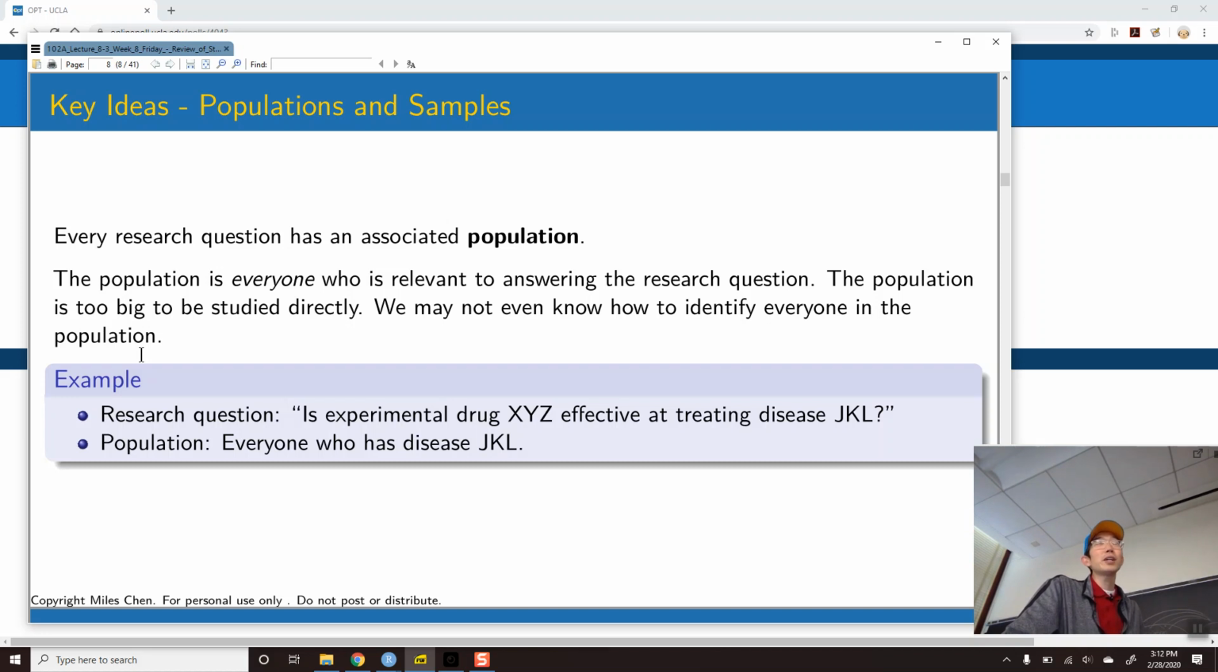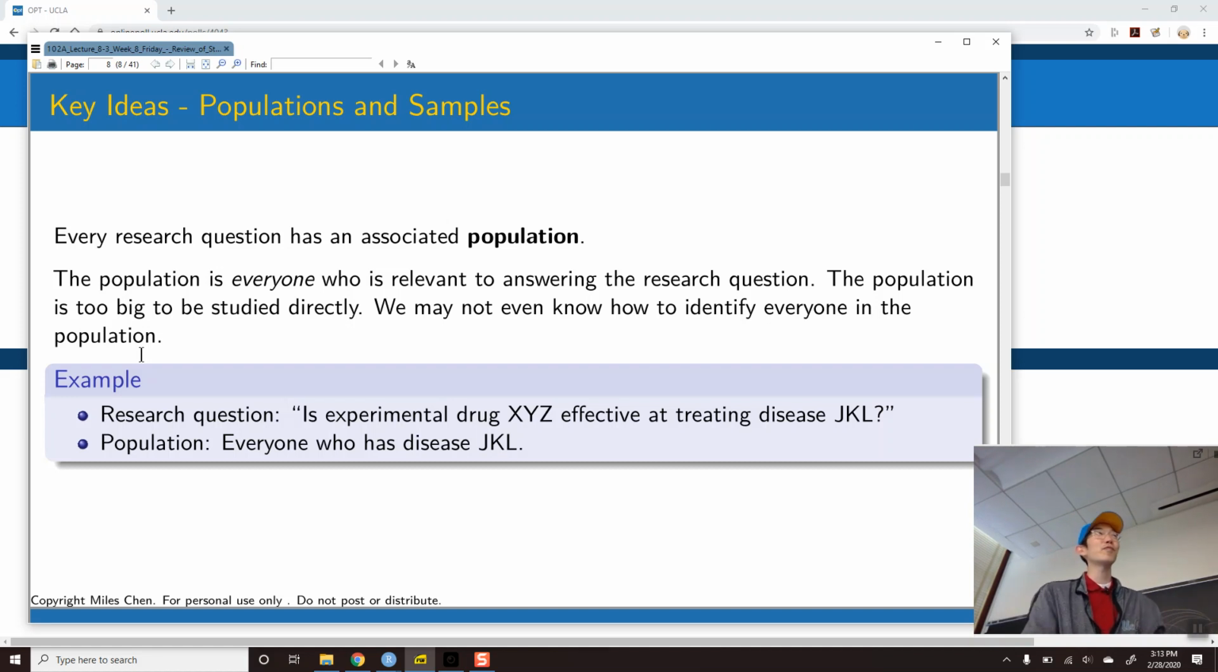But who has the disease? That's a difficult population to track down, right? We don't even know, right? That's part of the problem. With coronavirus and stuff, we don't even know who's sick. Okay, this is a thing.